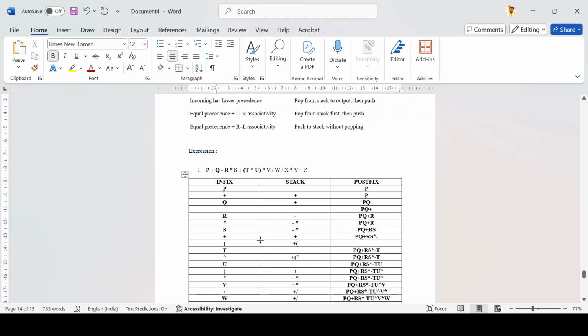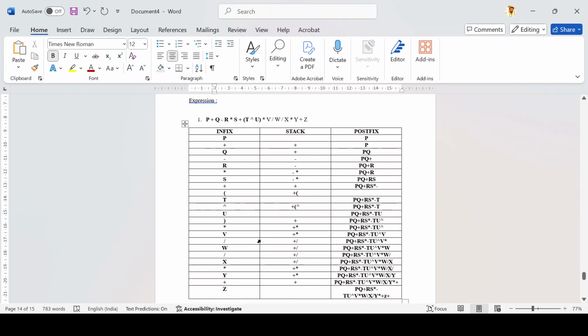In the next session, we will see how to convert infix to a prefix expression. Okay, thank you.